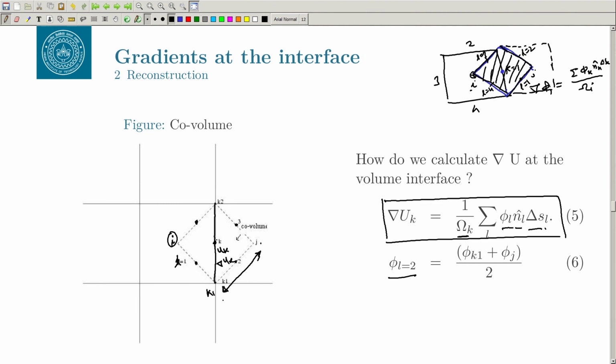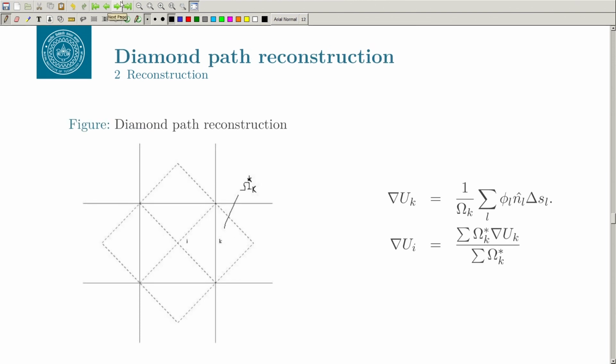So, this is one approach, but a very popular approach is called the diamond path reconstruction. Basically, it can give you the cell gradient, which is at I here. So, you want the value delta u I, and you want the value delta u k. Delta u I is needed for reconstruction to get values at faces, and delta u k is for computation of viscous fluxes.